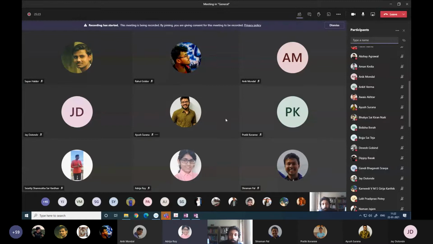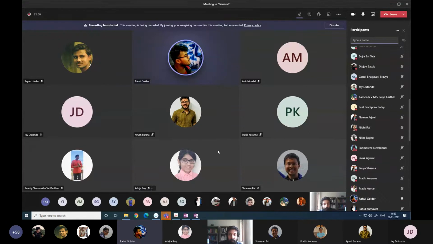Okay, anyone else want to show schematic drawing? Sir, it's visible. Who is this? Rahul Golda? Is this Rahul Golda? Yes, sir. No, it's not visible. Sir, is it visible? Just wait a minute. Is it visible, sir? Not yet.